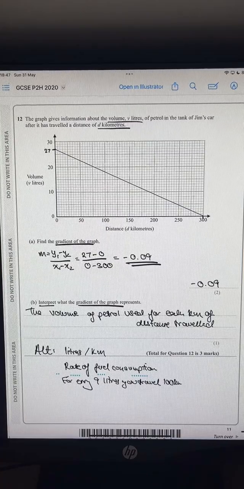Okay, let's just check comments. I only put positive correlation for the paper 1.